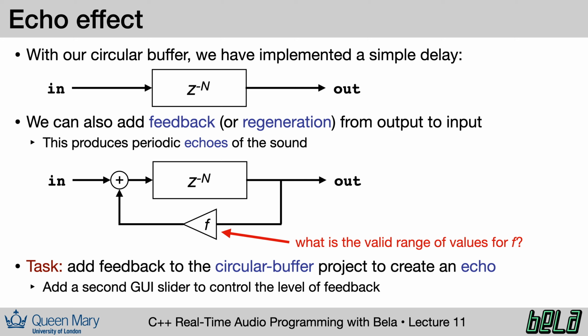As a final task then, add feedback to the project that you just worked on to create an echo effect. In addition to adjusting the delay, add a second GUI slider which lets you adjust the amount of feedback. You might find in implementing this expression that you once again have to change the order of reading and writing to the delay line. Your code in this case doesn't need to handle a delay strictly equal to 0.